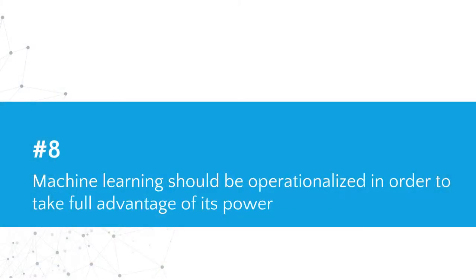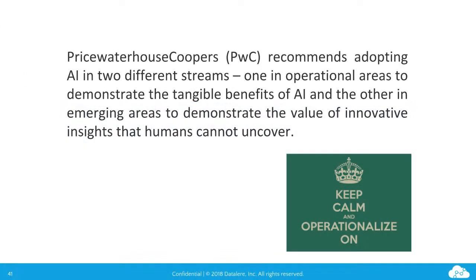Machine learning should be operationalized in order to take full advantage of its power. What do we mean by that? Well, here's a good comment from Price Waterhouse that recommends adopting AI in two different streams. One in operational areas to demonstrate the tangible benefits of AI, and the other in emerging areas to demonstrate the value of innovative insights.